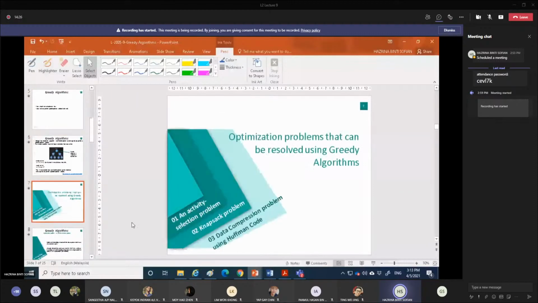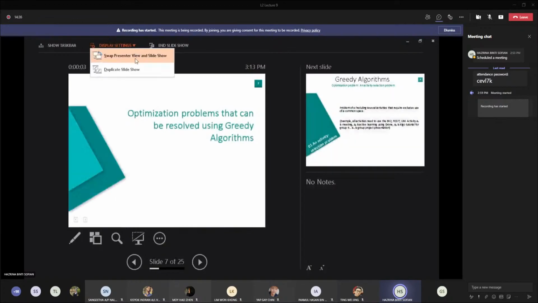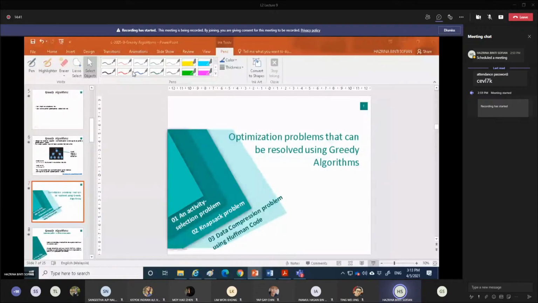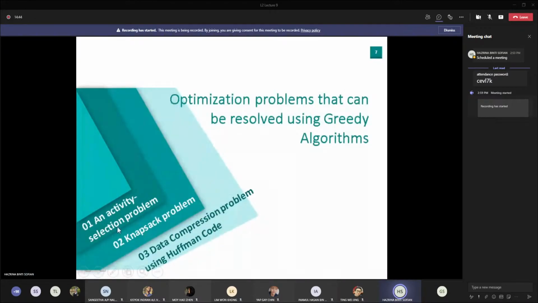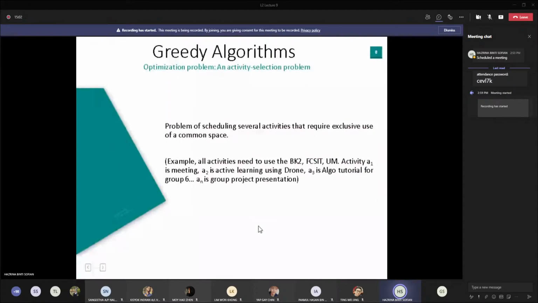So the first problem that we're going to try to solve using a greedy algorithm is called the activity selection problem. Secondly, we will learn about the knapsack problem, and thirdly, data compression using Huffman code. So let's take a look at our first problem.